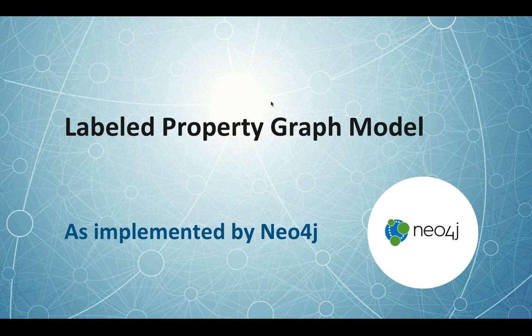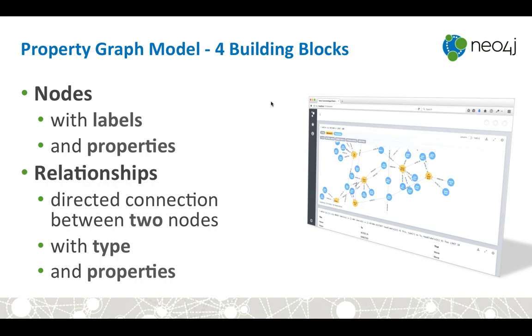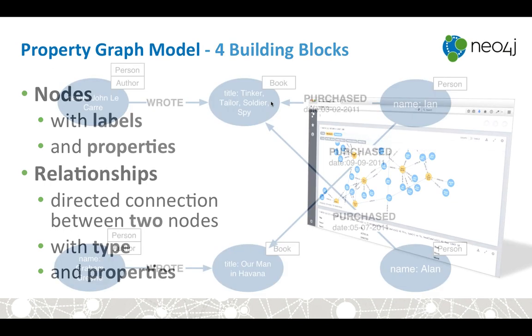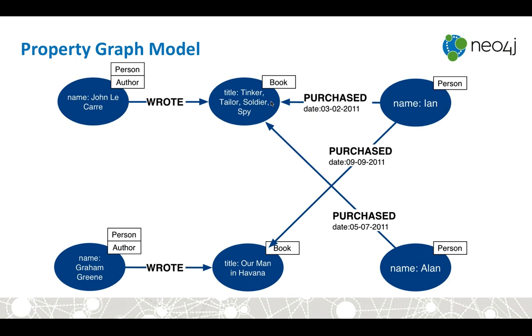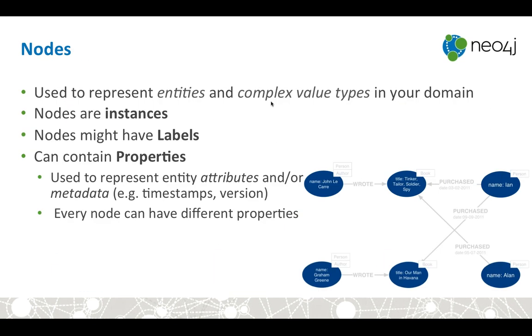Okay, let's quickly go over the labeled property graph model. Most of you already know this. Just to recap, in general, we have 4 building blocks in a graph. We have nodes with labels and properties, and relationships which form directed connections between 2 nodes, and which have a type and can also contain properties. If we dive a little bit into detail, it looks like this.